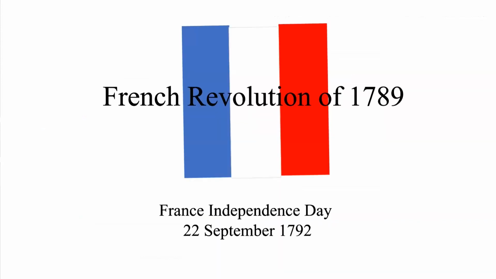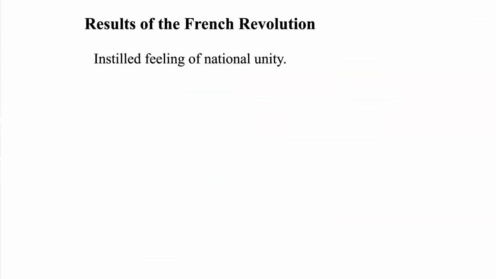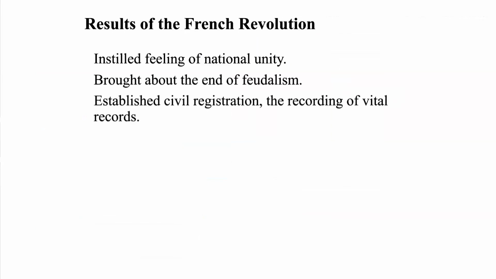In 1789, we had the French Revolution. The French gained their independence from nobility rule on the 22nd of September, 1792. The following are the results of the French Revolution. It instilled a feeling of national unity. It brought about the end of nobility rule and feudalism. It established civil registration and the recording of vital records.